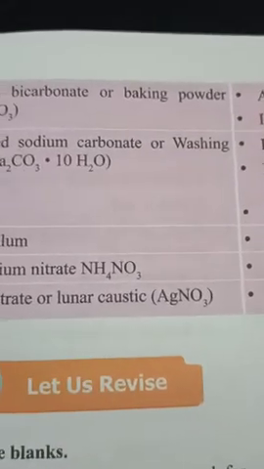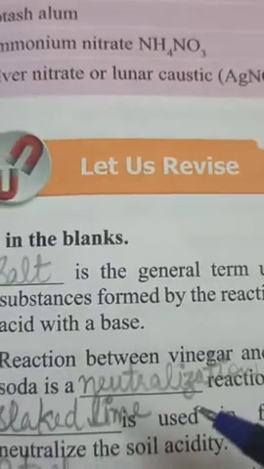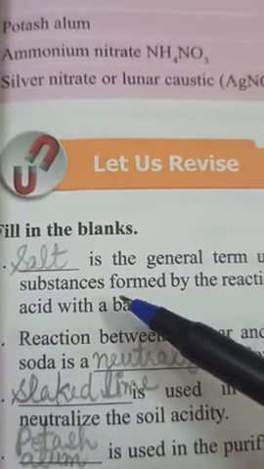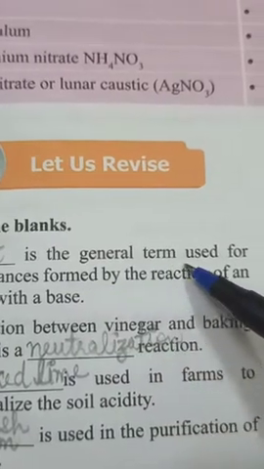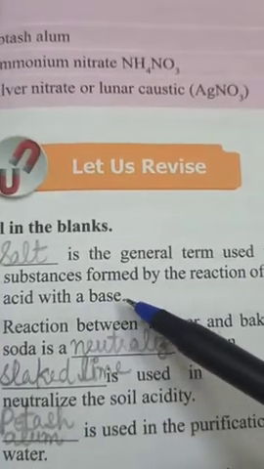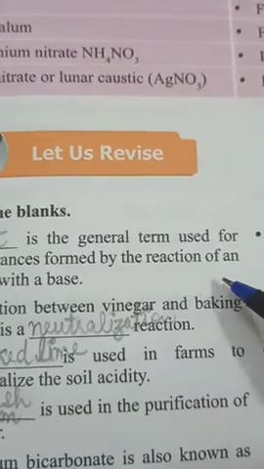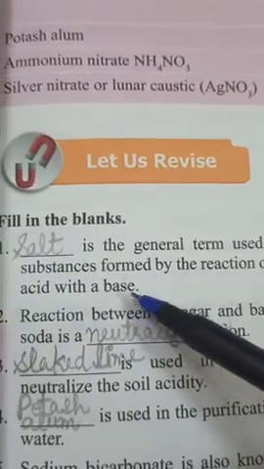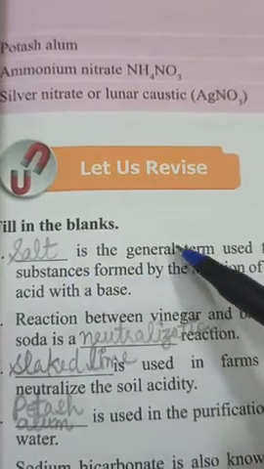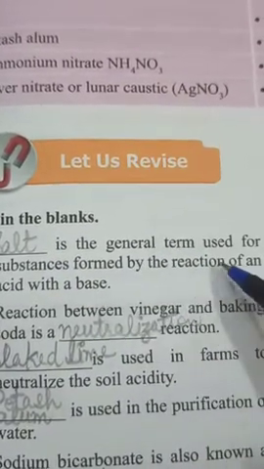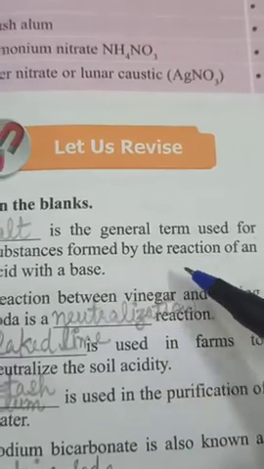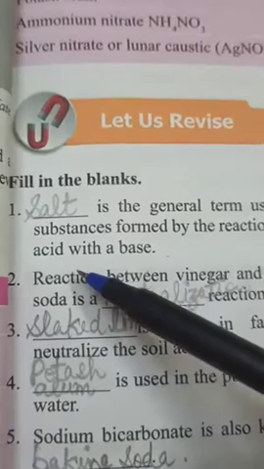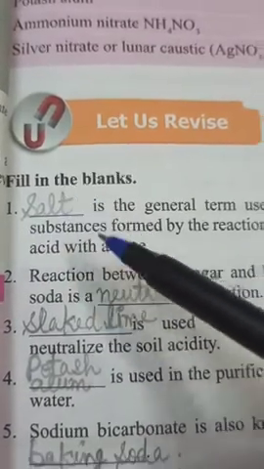So after this, here they have given fill in the blanks. First one is, dash is the general term used for substances formed by the reaction of an acid with a base. So salts is the general term which is used for substances formed by the reaction of acids with a base. You know that when acid reacts with base, then salts are formed.